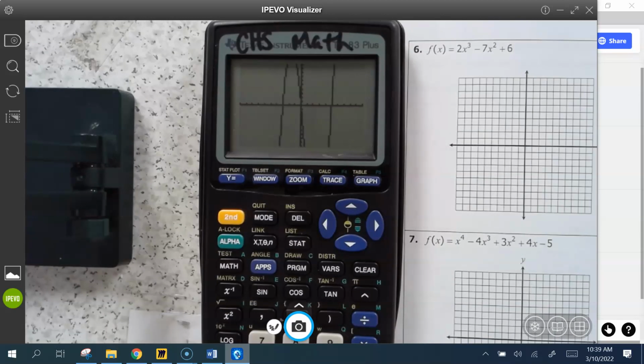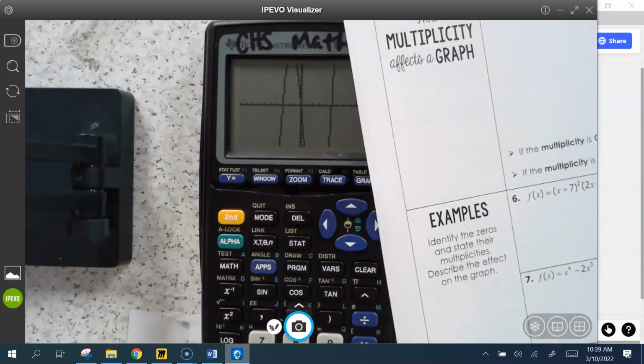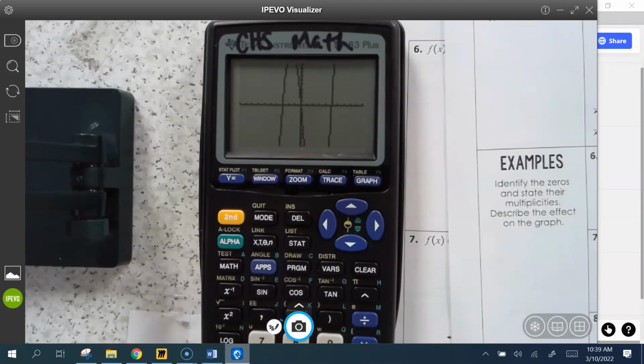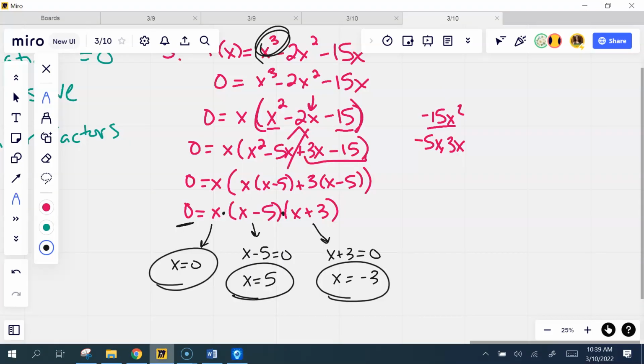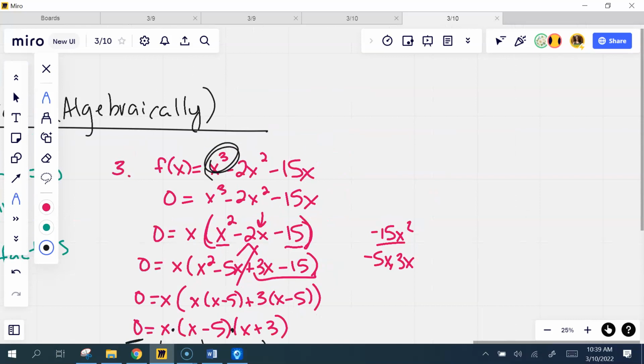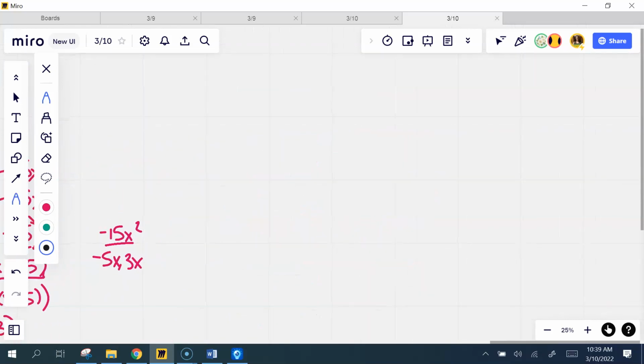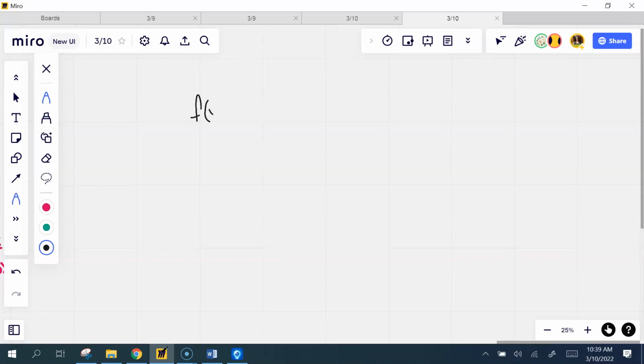Now we get to talk about something new. This is the one new thing for today. Before I explain the concept of multiplicity, I want you to think about this equation here. In fact, instead of just thinking about it, I want you to factor this completely.